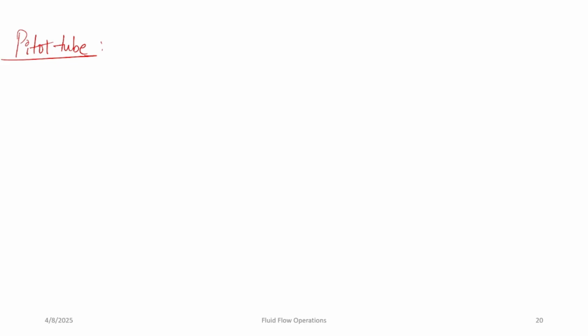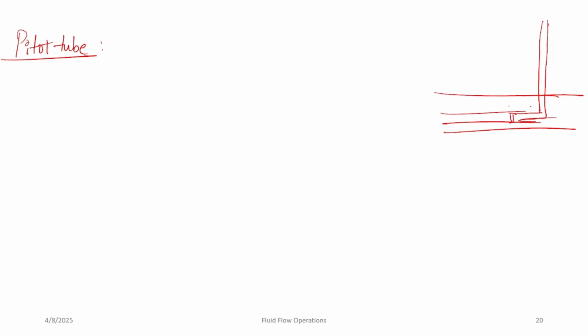So this is a simple device for measuring the flow rate of a fluid. Okay, so it looks something like this. You place it in a stream of water, and then you'll be able to calculate the flow rate of water.